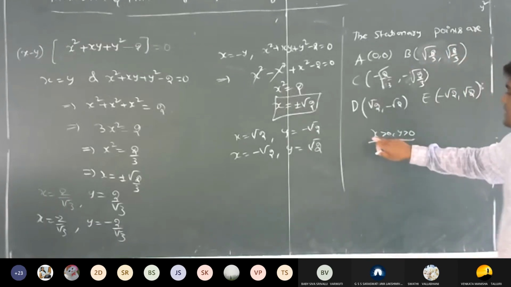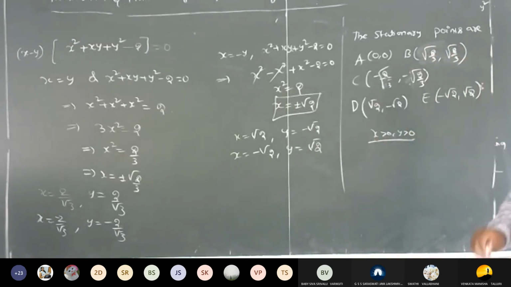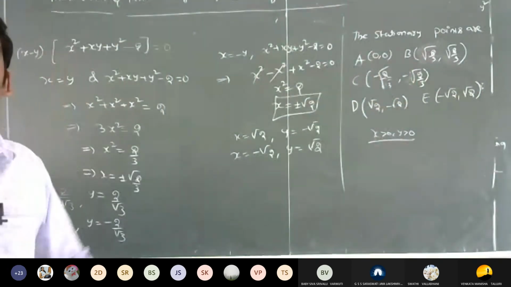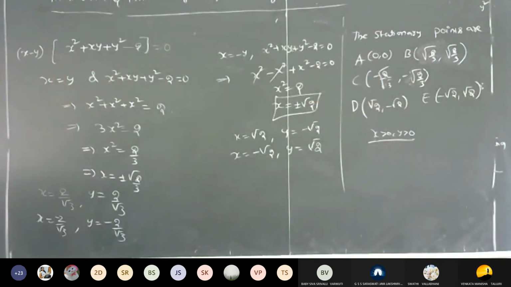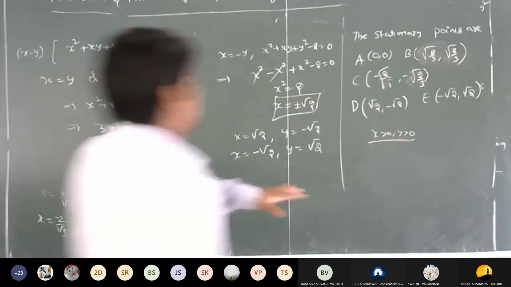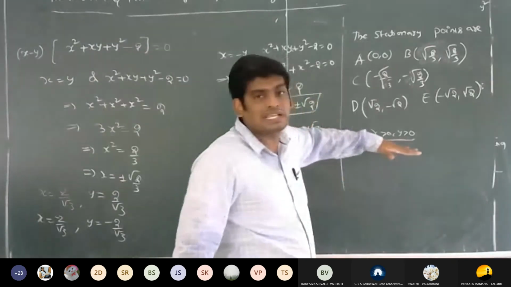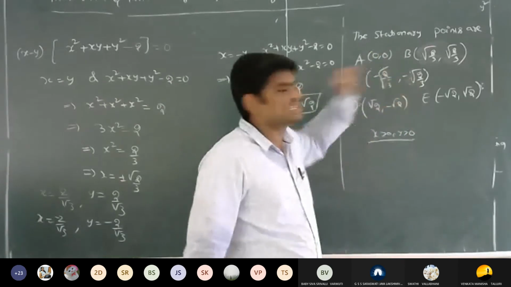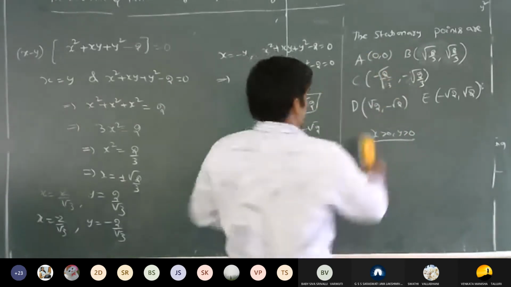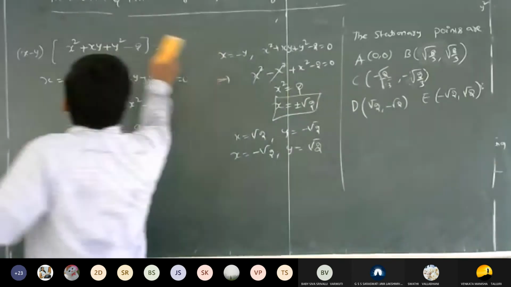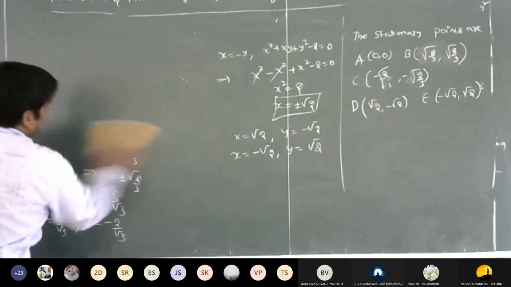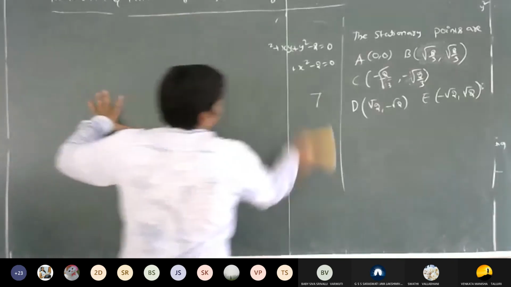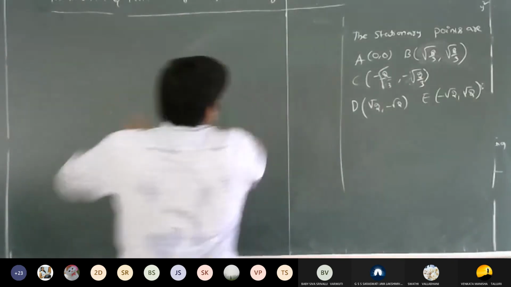So in the given question, if they mention x is greater than 0, y is greater than 0, in that situation, which stationary point is suitable? B stationary point. If they are not mentioning this case, then you have to justify at all the stationary points. Now we will justify the maxima and the minima of the given function at each stationary point. That is the next process.